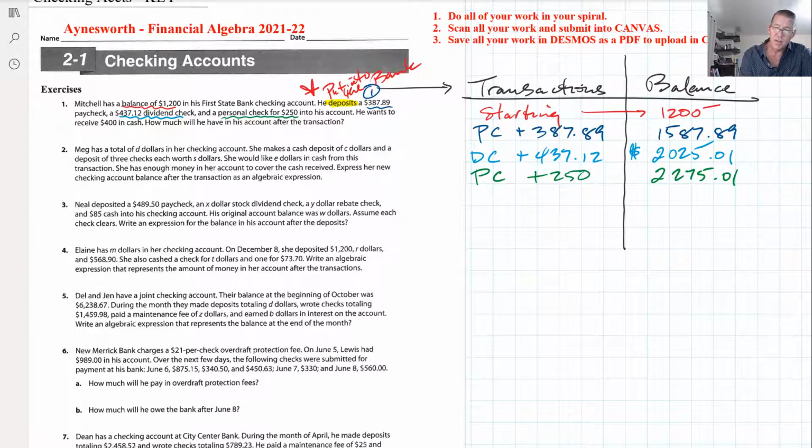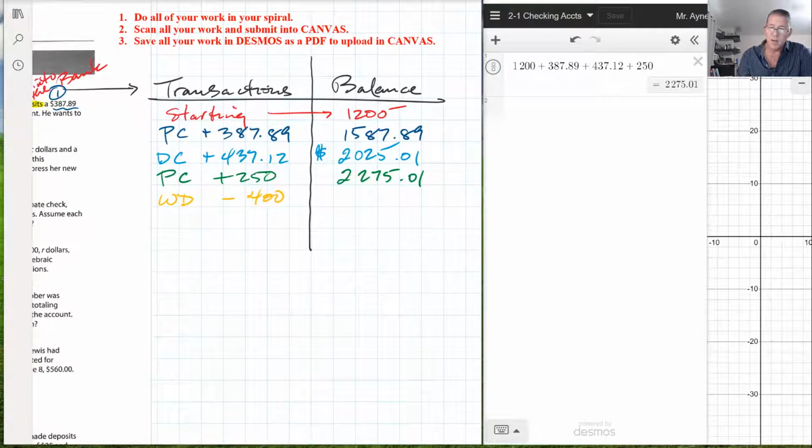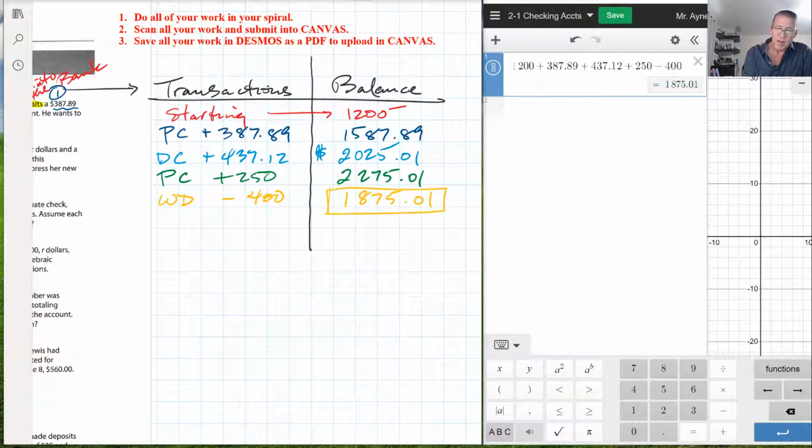Now this right here is called a withdrawal. Okay, it's called a withdrawal. So if you go to, let's say, an ATM or go into the bank itself and you get cash out of your account, that's actually a debit. So with your withdrawal here, I'm going to write down minus 400, because when you take money out of the bank or withdraw it from the bank, your balance decreases, it goes down. So type in minus 400, and now you're at $1,875.01. All right, so that right there is what's called the ending balance.